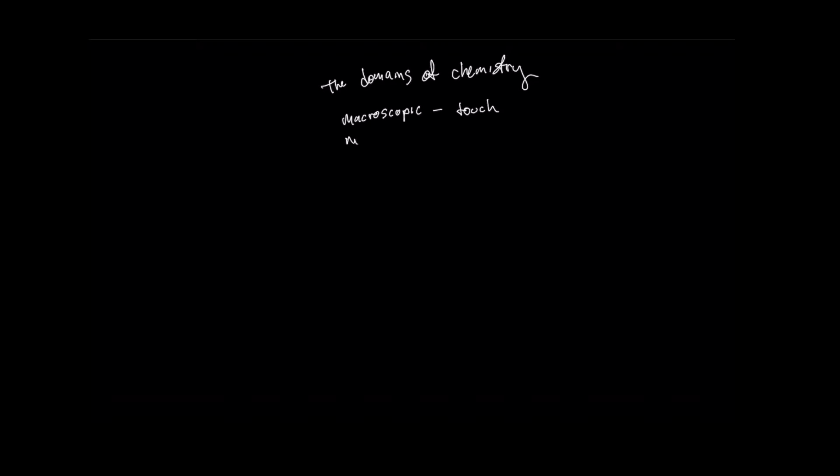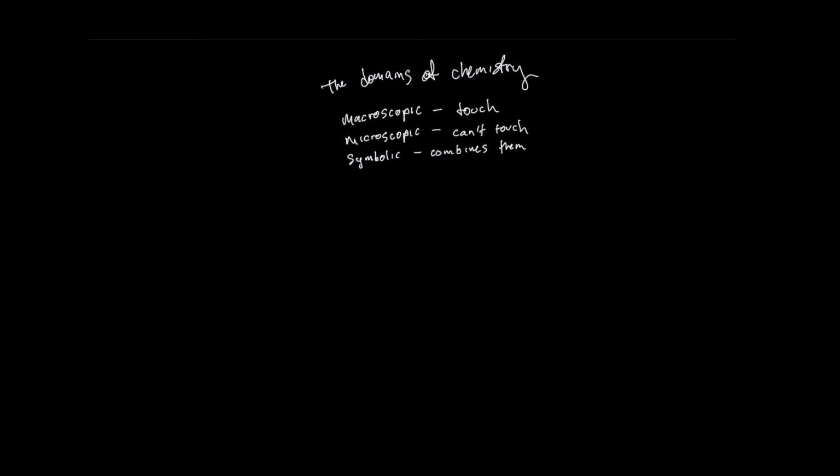And then we have, naturally, microscopic. That would be objects that are too small to be observed directly, so that's something you can't touch. So I'm just putting this in plain terms because I think it'll be pretty helpful. And then we have the symbolic domain. And this one is the language used to represent components of the macroscopic and microscopic domains, so it pretty much combines them.